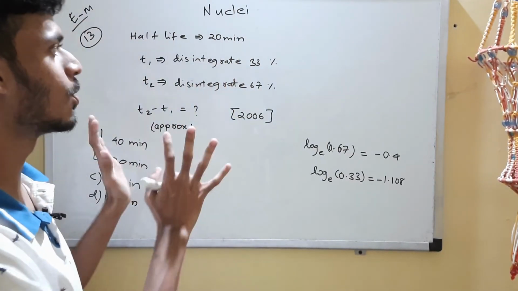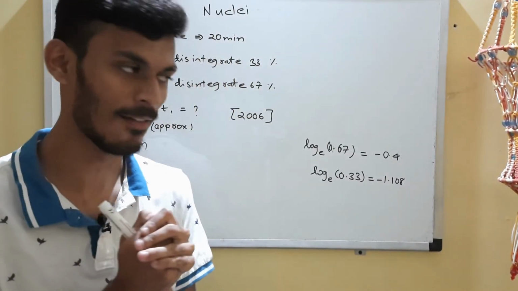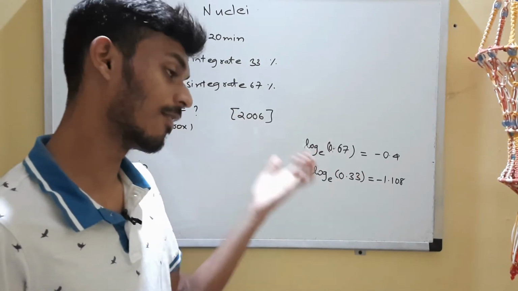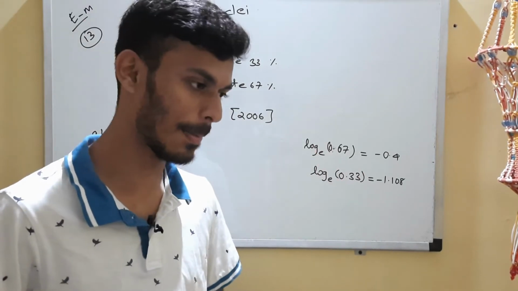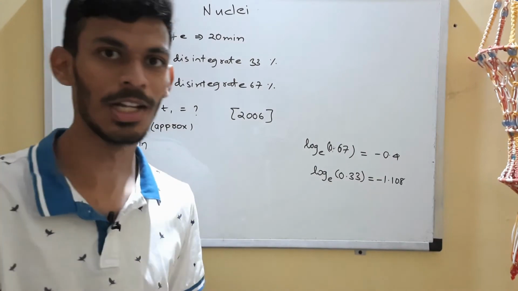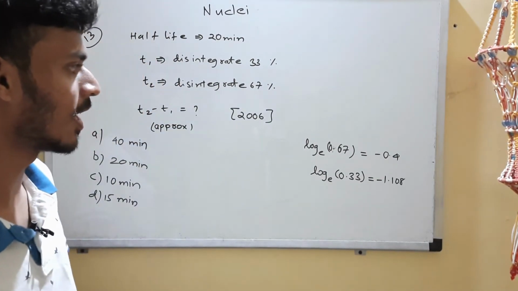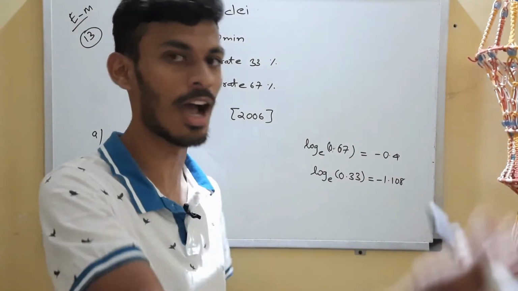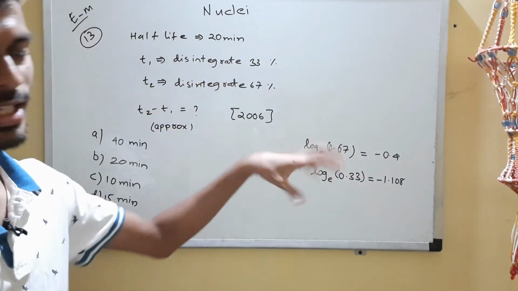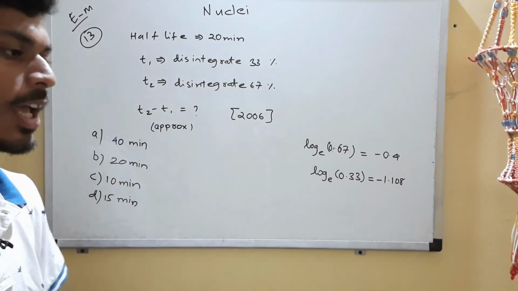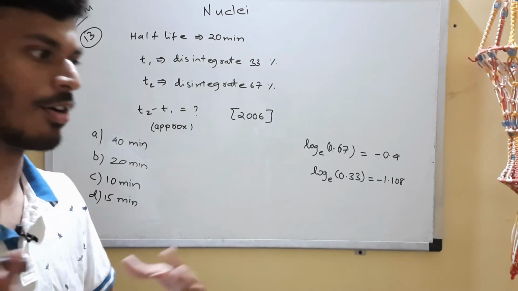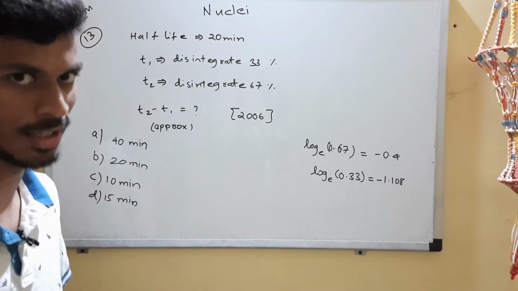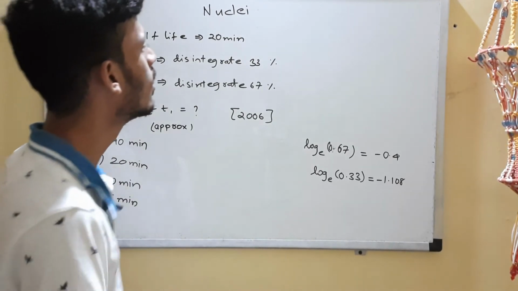Because here you are supposed to do it the smart way. This was not given in your BITSAT exam, so here we need to do it the smart way. And what is the smart way? You can try it using the hard way. You can use this relation and try it the hard way too, using the equation of radioactivity. But for now we'll do it the smart way.